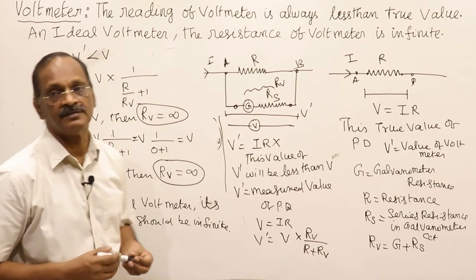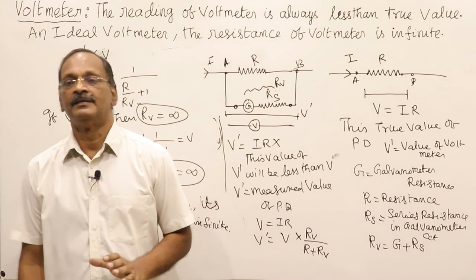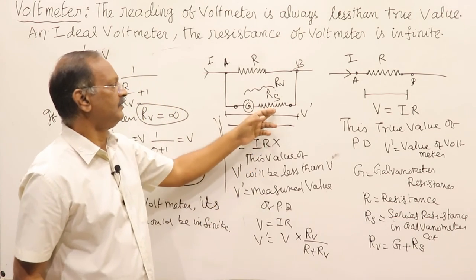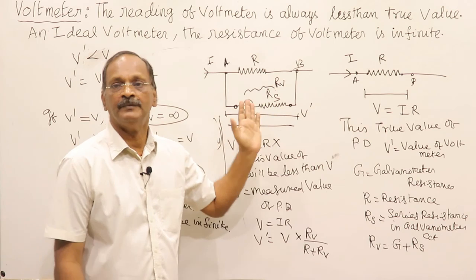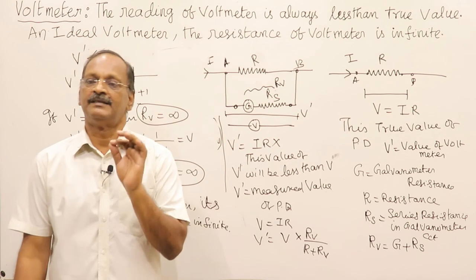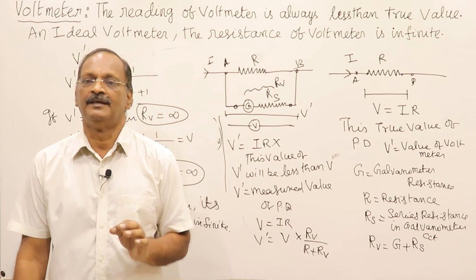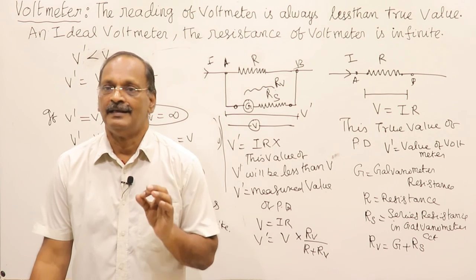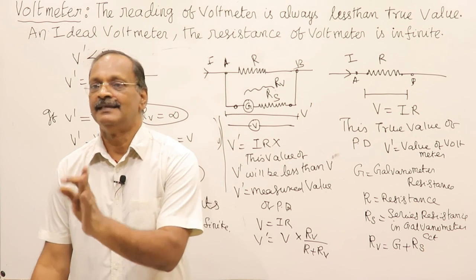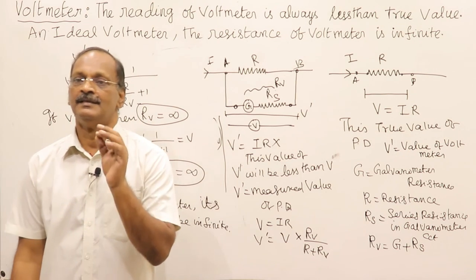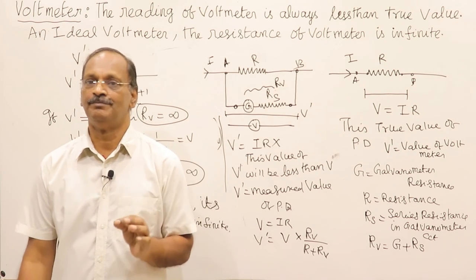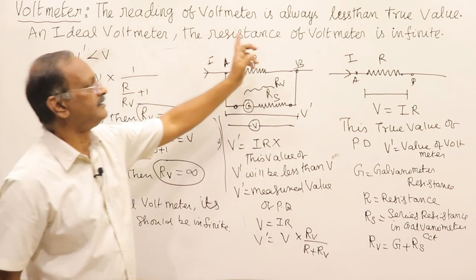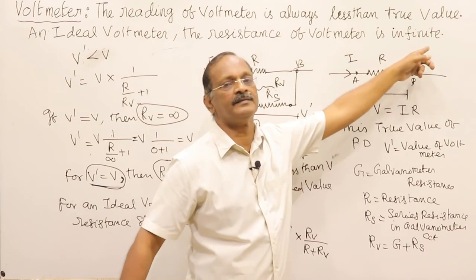Of course, an ideal voltmeter is not possible. There will be some resistance across this voltmeter. So ideal is not possible, but this question has come several times in the board exams as well as in NEET: for an ideal voltmeter, what should be infinite? That is, the voltmeter resistance should be infinite. The ideal voltmeter has infinite resistance.